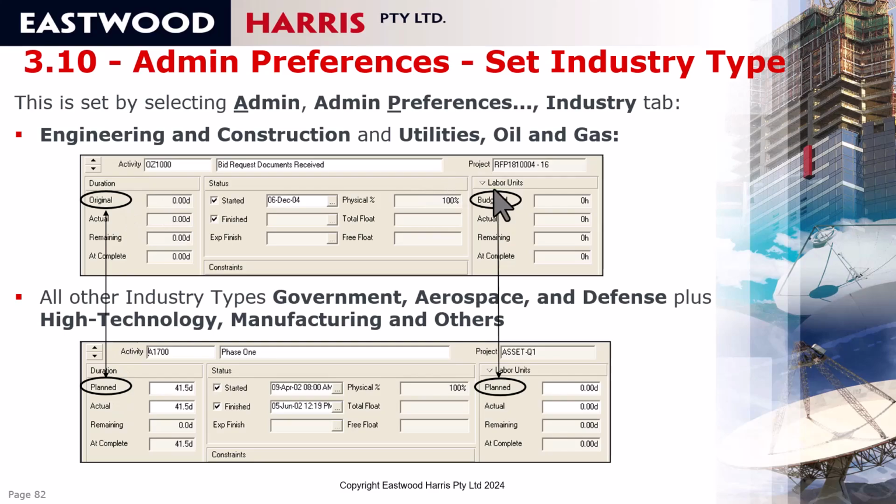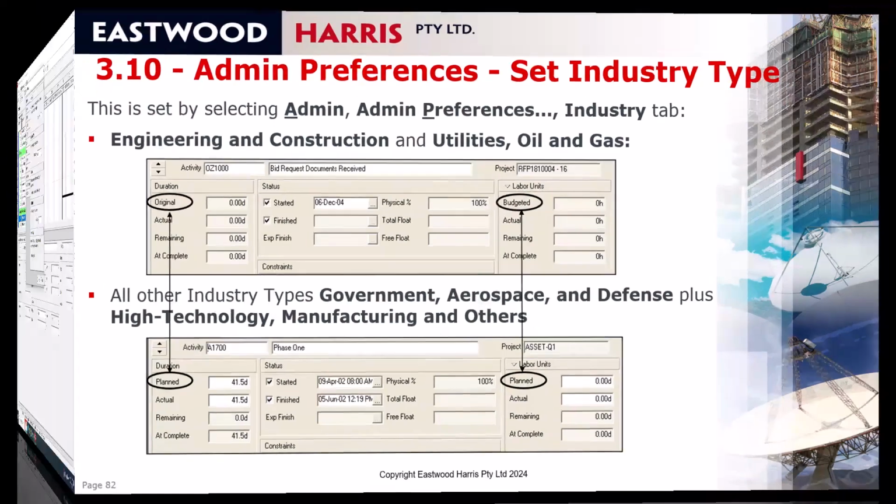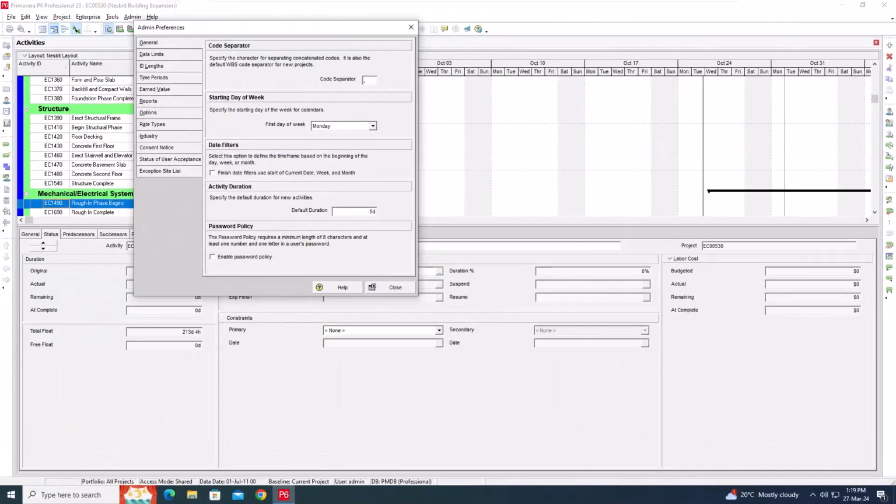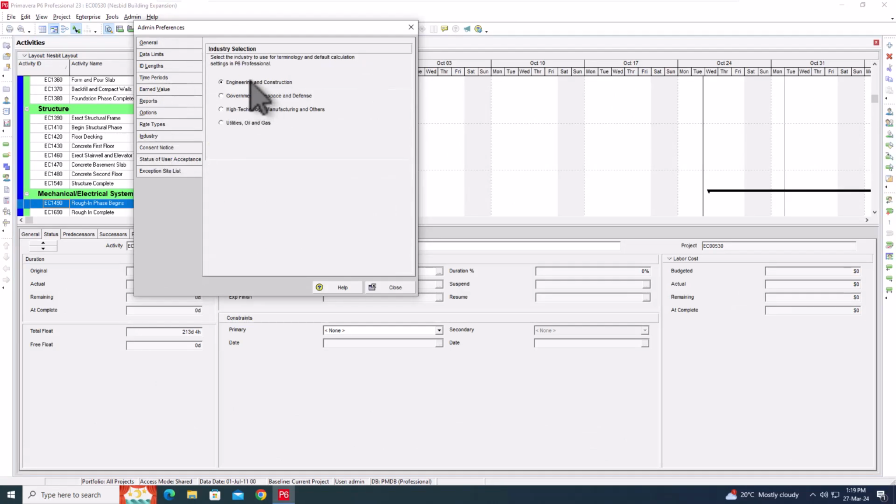So let's have a look at where you set that in P6. To set the industry type, you go to Admin Preferences, select Industry and make your option here. And that will change this from Original to Planned and this from Budgeted to Planned if you select the Government or High Technology. You have to restart the software before it will take place.